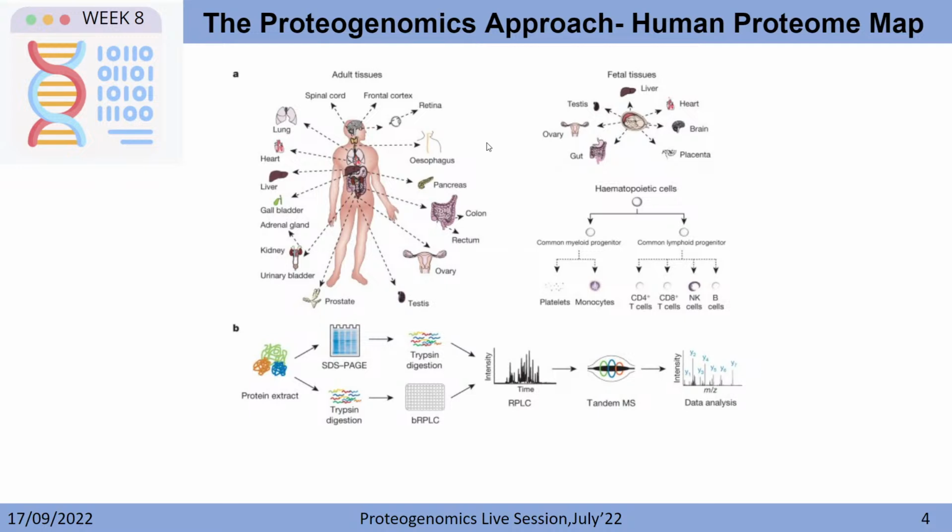So in this approach, what they have done is that they have taken the different human adult tissues and the fetal tissues, and then they performed the same way: extracted the protein, followed by the SDS-PAGE gel to check the proteome profile of those tissues, then trypsin digestion, and finally mass spec, and then data analysis to identify the proteins of around 84% of the genes that encode for proteins in this study.